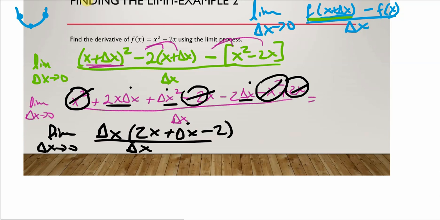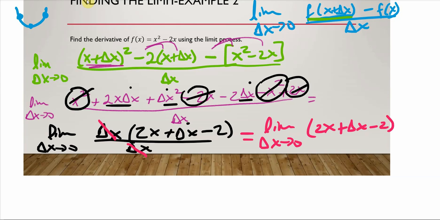So now we're about to get rid of the hole. This delta x and this delta x are going to reduce to a 1. So I'm going to be left with the limit as delta x approaches 0 of 2x plus delta x minus 2. And now we do the law of limits, which means that we substitute a 0. We're going to take a 0, and we're going to insert the 0 right here for my delta x. So what happens when I plug it in? I'm going to get 2x minus 2. So this right here is going to be the slope.